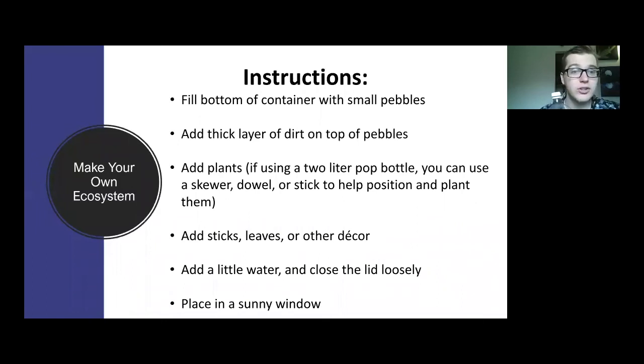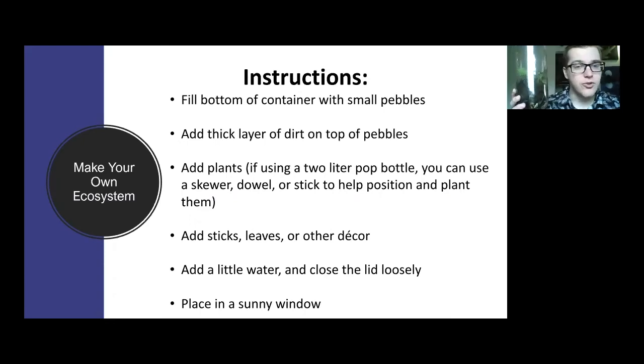So the first thing that you're going to do is to fill the bottom of your container with the small pebbles. I filled them up just above these ridges here, so it's about maybe an inch of pebbles. Basically all you want to do is create a thin layer down at the bottom, and that's going to help retain water. After you add the pebbles, you're going to add a thick layer of dirt on top of it. I usually will add about 2 times the amount of dirt that I added of pebbles. So I got just a couple of inches of dirt down at the bottom here.